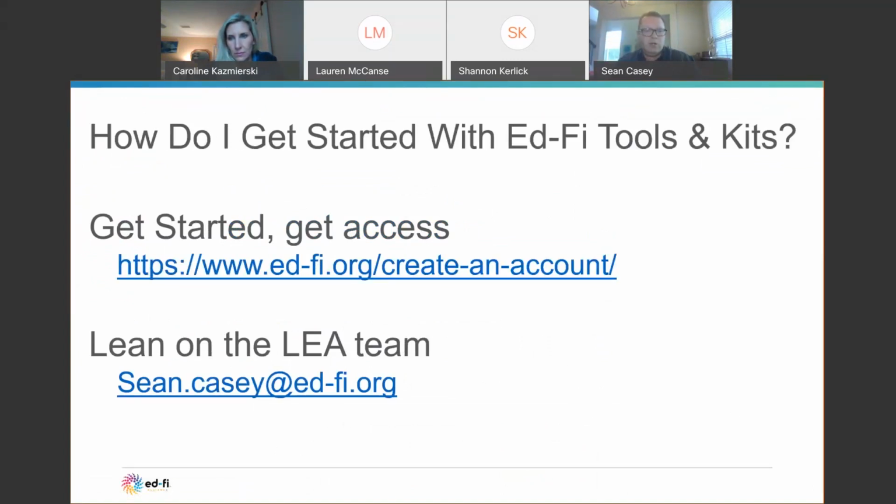It just allows you to create a free EdFi community account, which basically provides you access and lets you gain entry into any of these tools that we just showed today. It's straightforward, we think. We've done a number of field testing opportunities with various folks out in the field. But if you have any trouble, you've got my contact information there.